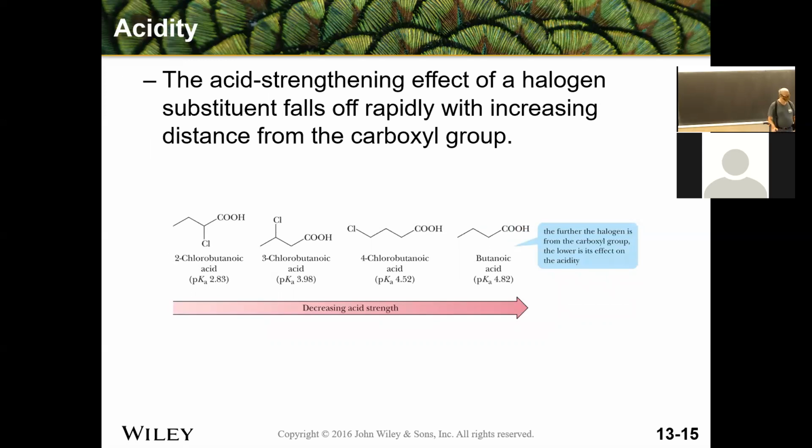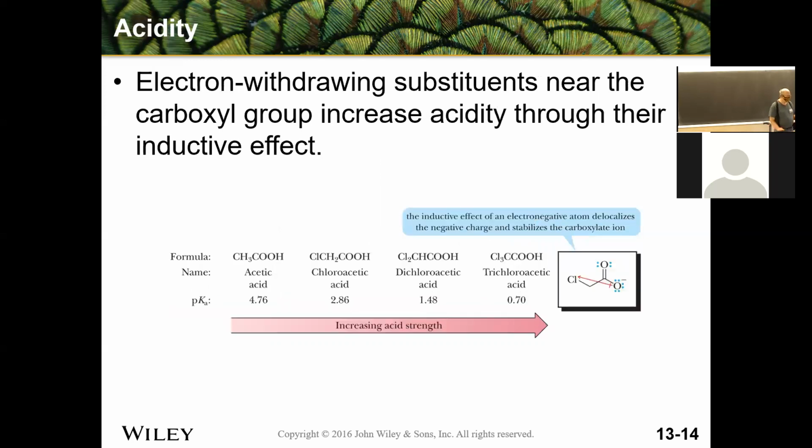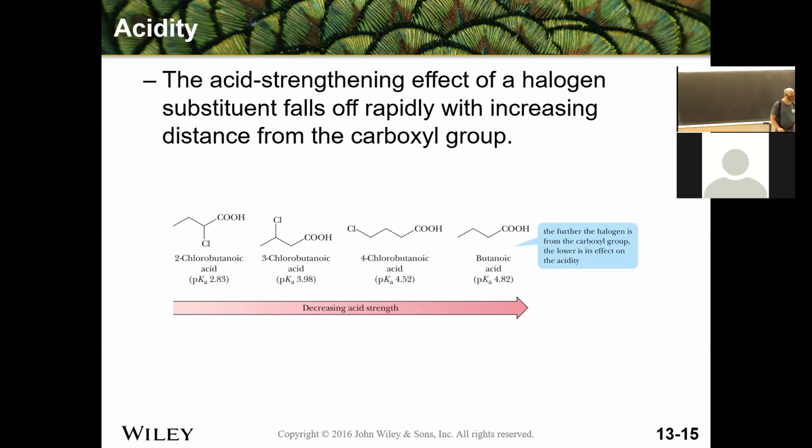This slide illustrates that the effect drops off with increasing distance. So here we have butanoic acid, that's 4.82. That is not much different from acetic acid, 4.76. So extending the carbon chain really doesn't affect the acidity noticeably.